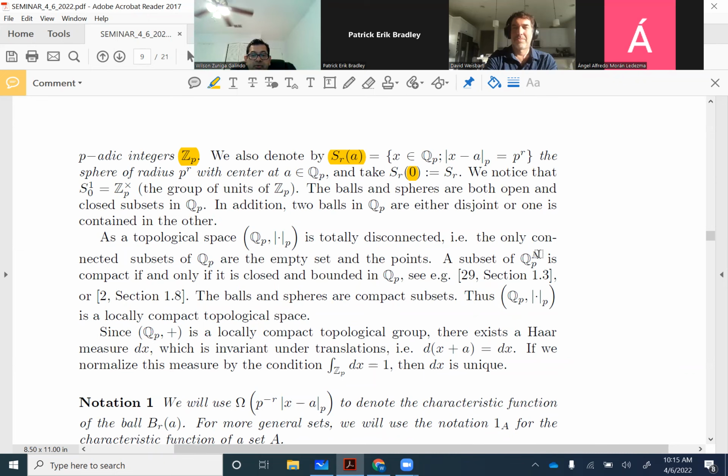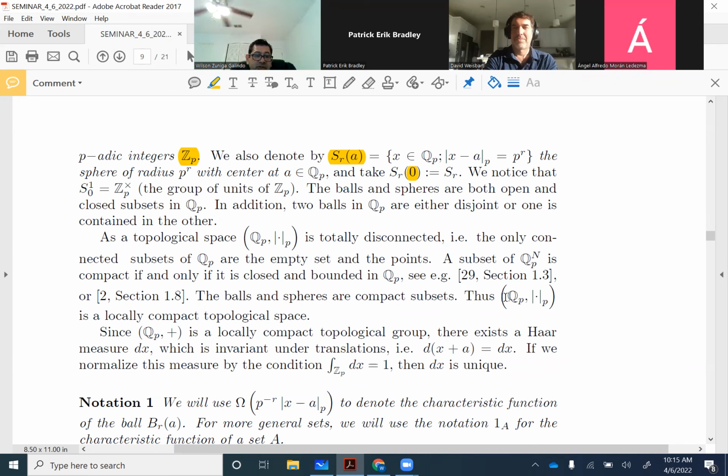Here there is a typo. It should be n equals 1. A subset of Q_p is compact if and only if it is closed and bounded. Then the balls and the spheres are compact subsets.